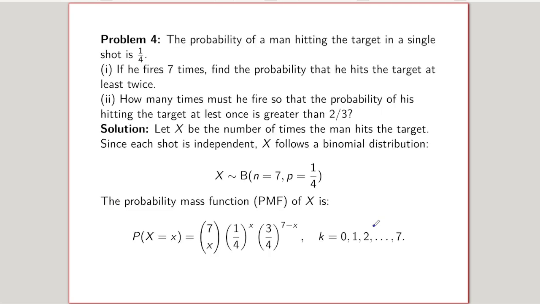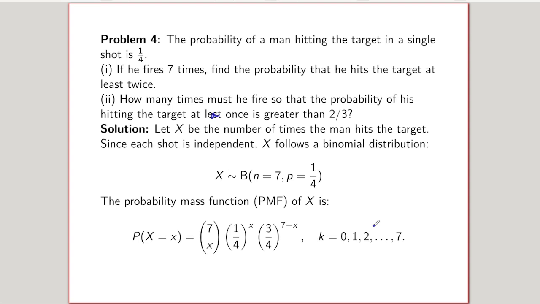And see this question. The probability of a man hitting the target in a single shot is 1 by 4. If he fires 7 times, find the probability that he hits the target at least twice. How many times must he fire? How many times means they are asking for the n value, so that the probability of hitting the target at least once is greater than 2 by 3.